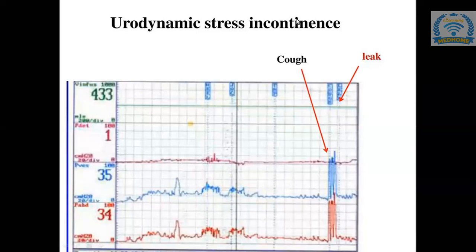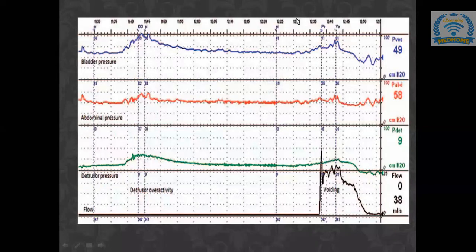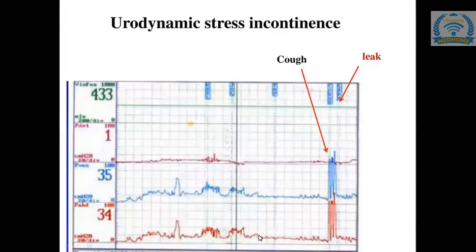Okay, so you're going to move to the next graph. Yes, ma'am. So who is going to read this graph first? Ma'am, can you show the previous graph once again? Yes, please.